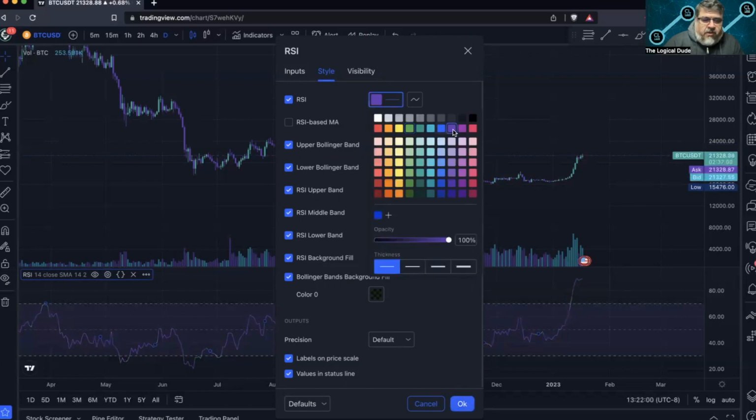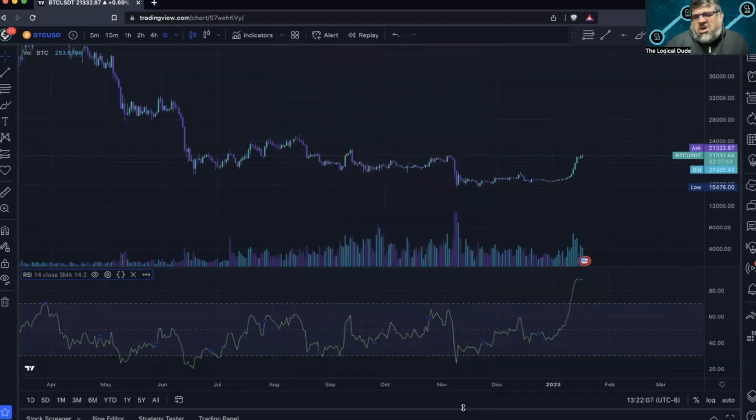Generally it's a little faint purple color, but I like for it to stand out a little more, so I'll throw green, purple and green. It kind of reminds me of the Joker. Joker's my favorite villain. So anyway, going back to Bitcoin.